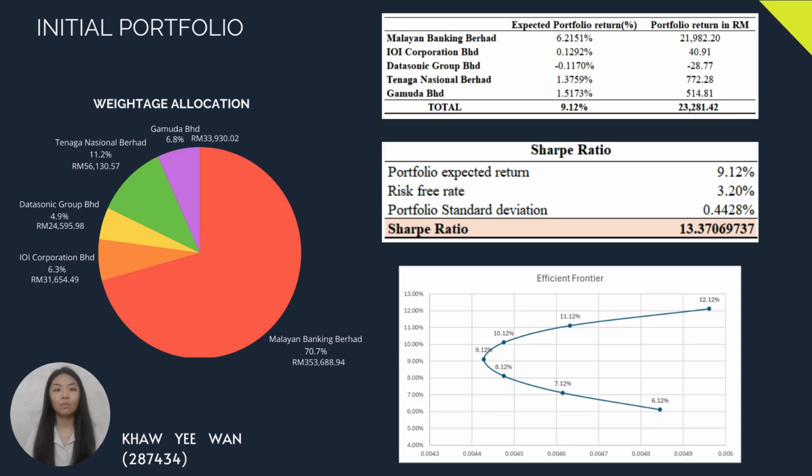Malaysian Banking Berhad dominates the portfolio with a 70.74% weight, achieving an 8.79% return, while Gamuda Berhad stands out with a 6.79% weight and a 22.36% return. Despite some volatility, the portfolio's variance is low at 0.002%, reflecting manageable risk levels. The efficient frontier analysis positions our portfolio at a balance point, optimizing returns against risk.